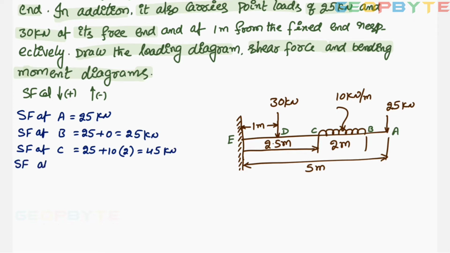Next, shear force at D. Already 45 kilonewtons is there, plus at D it is 30, equal to 75 kilonewtons. Next, shear force at E is equal to already 75 kilonewtons. At E it is 0, so it is equal to 75 kilonewtons. I hope all of you understood.